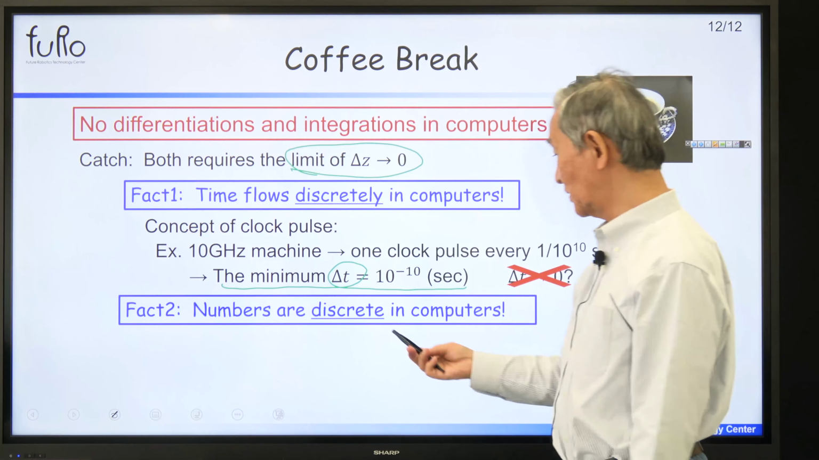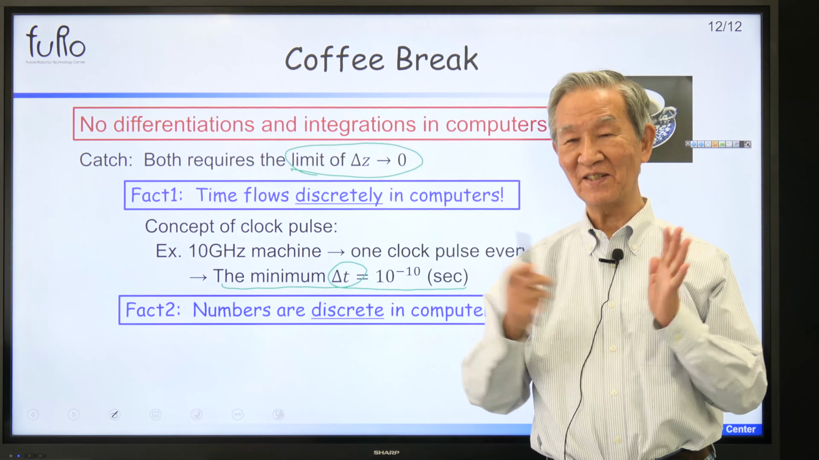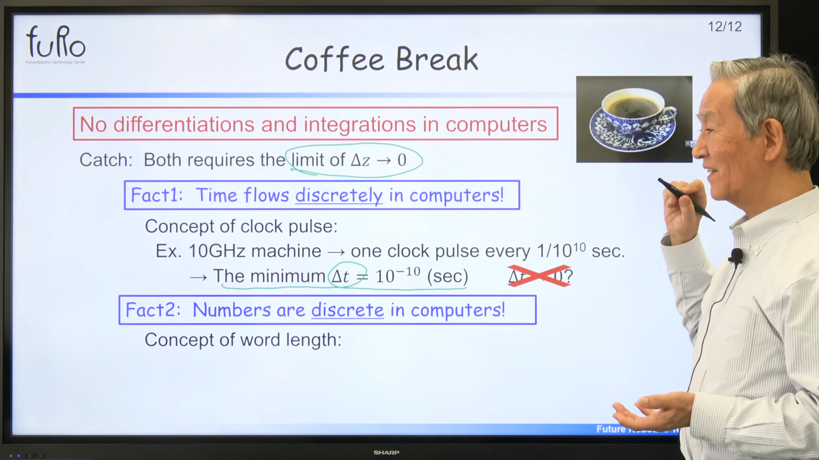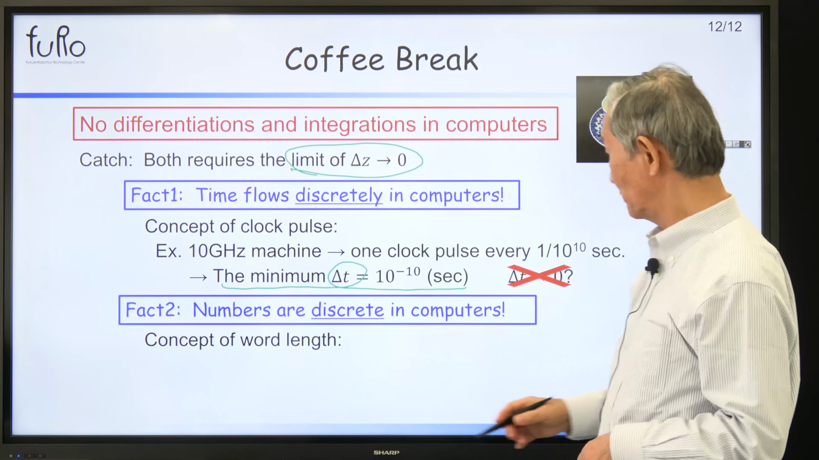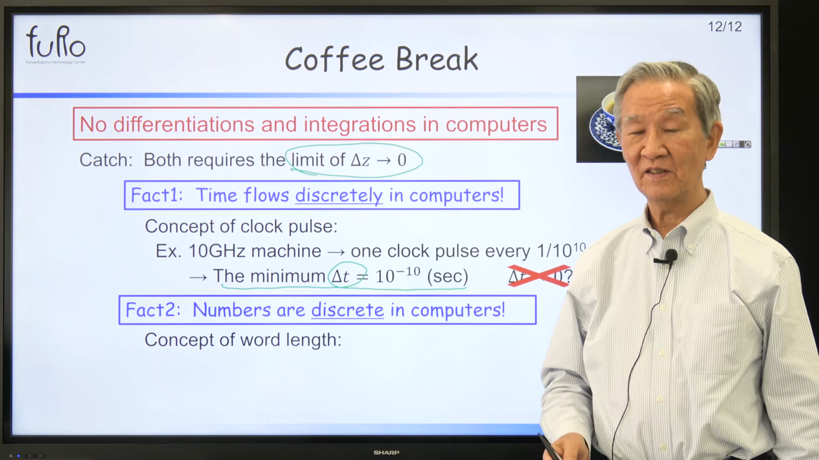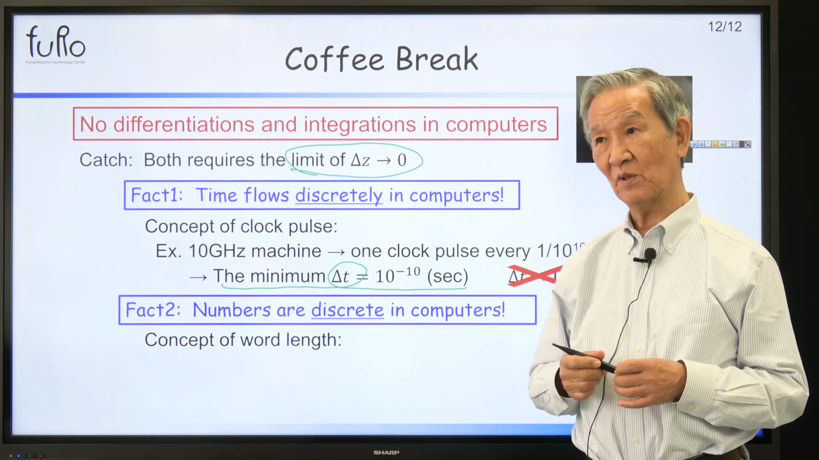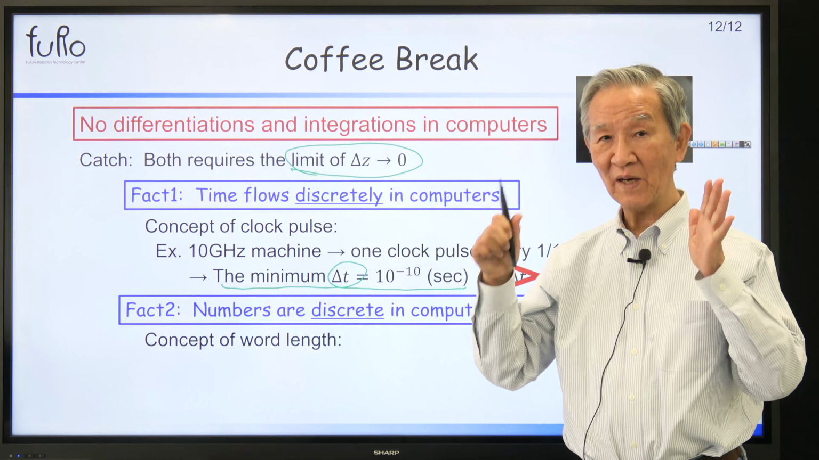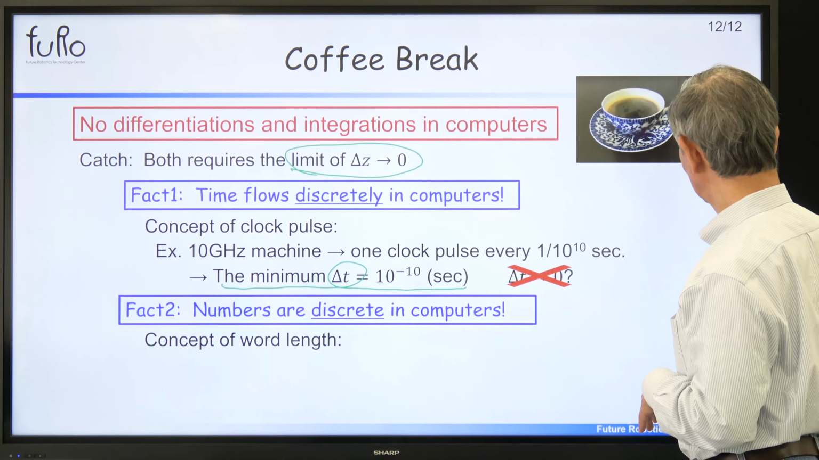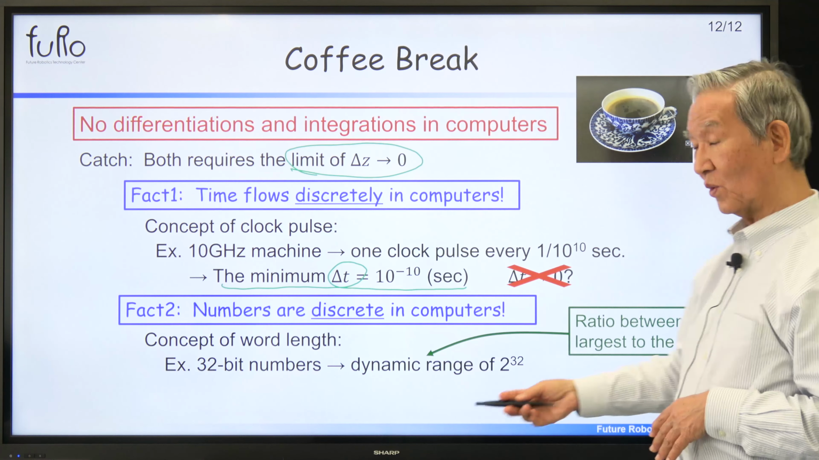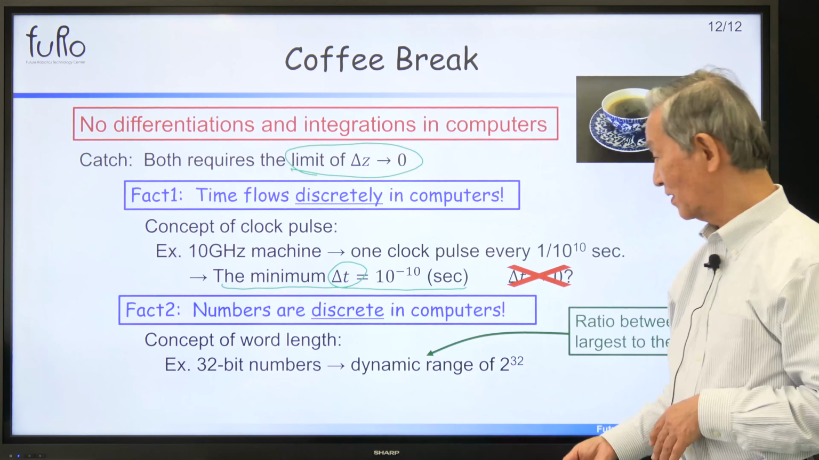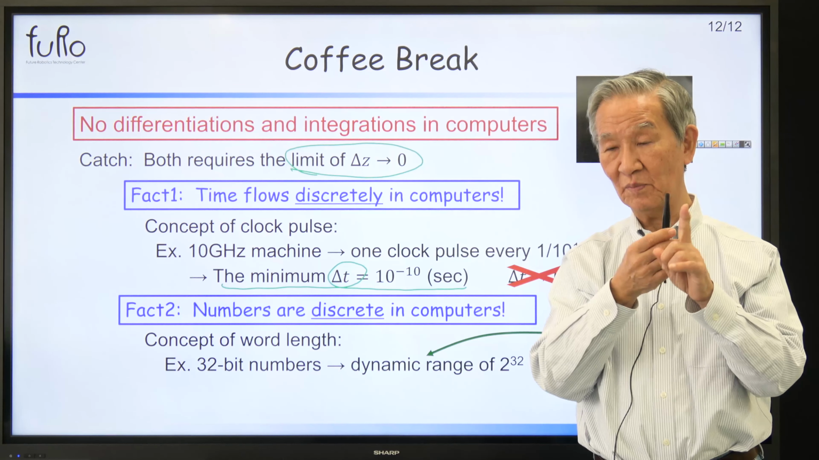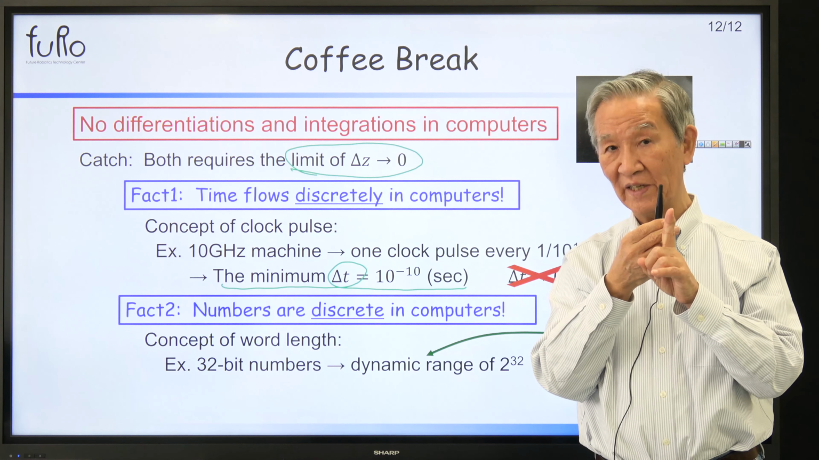Fact 2, numbers are discrete in computers. Wow, time is discrete and numbers are discrete. Pi, say for example, does not exist within a computer. Concept of word length. You know word length? Your machine must be a 32-bit or 64-bit machine. So what do you mean by that? Well, I use the old one, 32-bit numbers, meaning that the dynamic range is 2 to the 32. Each of the 32 bits represents one digit of a binary number.